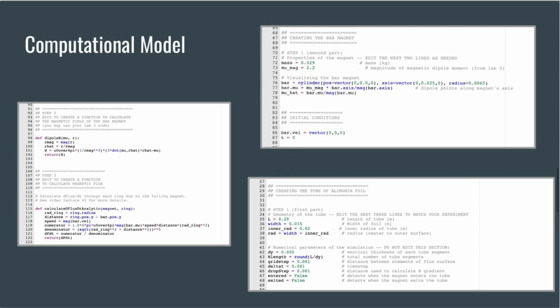You can see here some of my GlowScript code to make a computational model. I added in the same initial conditions that I had 2 slides ago from my observational model, and then you can see we coded to calculate for the magnetic field and the magnetic flux. I also coded to find the magnetic force and the gravitational force and use those to find the net force, which allowed me to solve for the time it took for the magnet to fall down the tube.